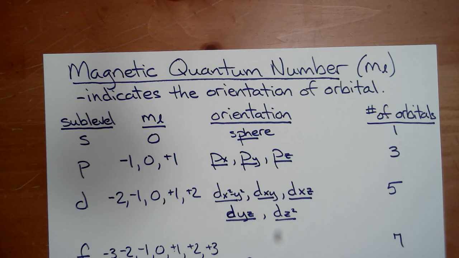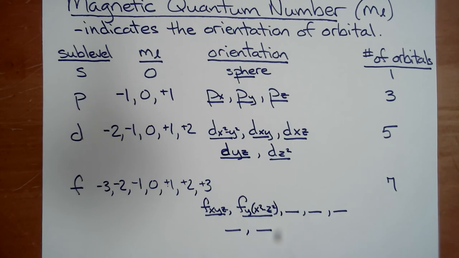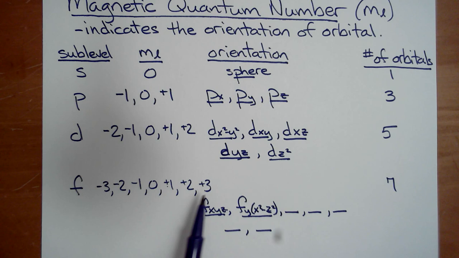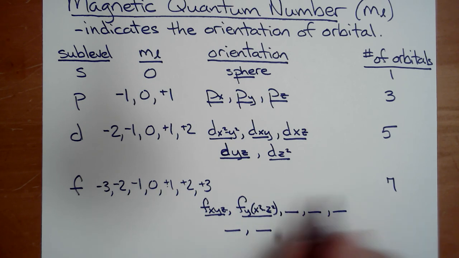So these are the magnetic quantum numbers of the orientation, in other words, the orbital orientations. Let me move that up, I'm sorry. Again, f has -3, -2, -1, 0, 1, 2, 3. That's 7 if you count across. So there are 7 orbitals, and they're f xyz, f y times x squared minus z squared, and so forth. I'm just not going to finish writing those out. So there's 7 of them.